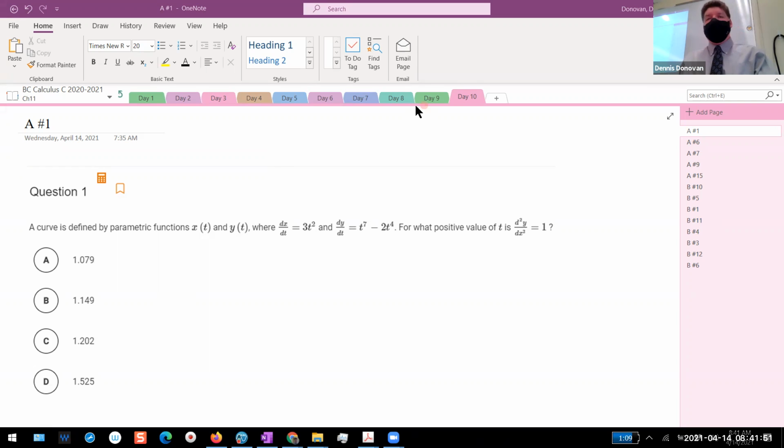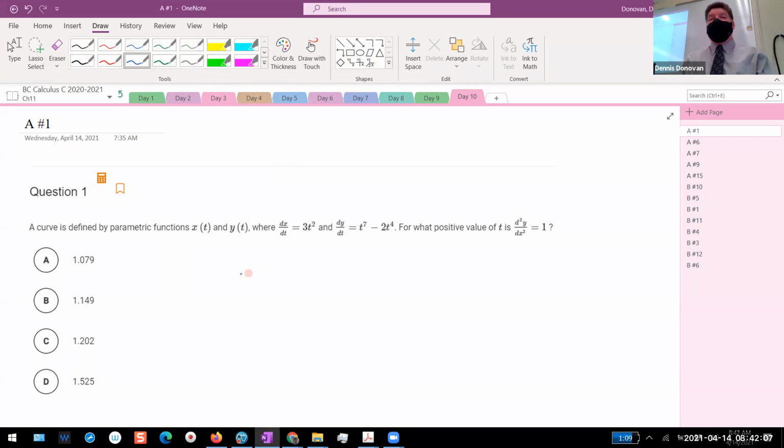This is calc active. We want to find the second derivative. Wait a minute, we've got to find out what value of t the second derivative is equal to 1. So we've got to get the second derivative first, right? The first derivative, the slope, dy/dx is dy/dt over dx/dt, right? So we're given dy/dt and dx/dt, so that's t to the 7th minus 2t to the 4th over 3t squared.